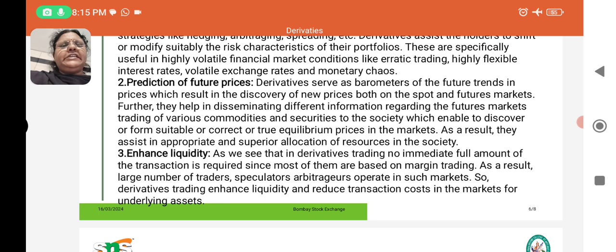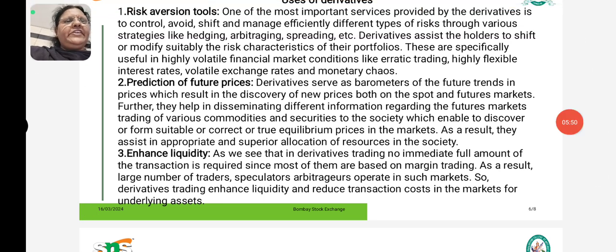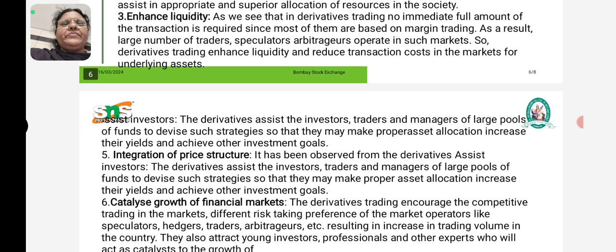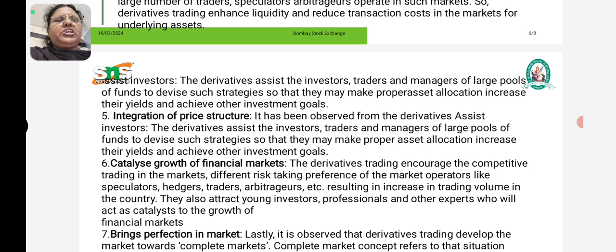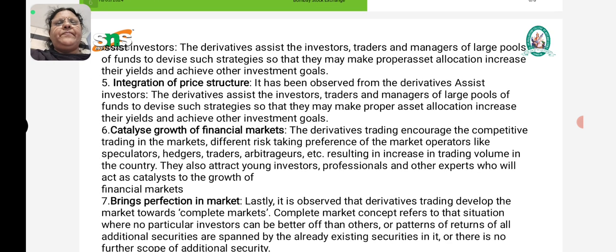It enhances liquidity. As we see, the derivatives traded do not immediately require the full amount of transactions since most of them are based on margin trading. As a result, a large number of traders, speculators, arbitrageurs operate in such market. Integration of price structure: it has been observed that derivatives assist investors, traders and managers of large pools of funds to devise such strategy. So they have made use of the proper allocation.